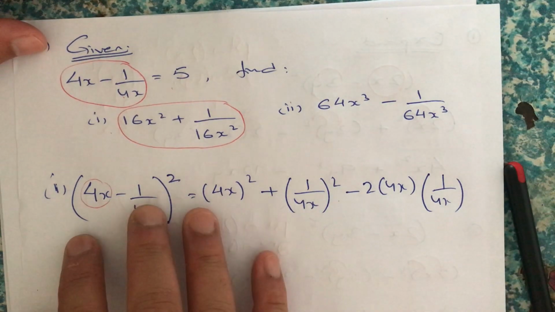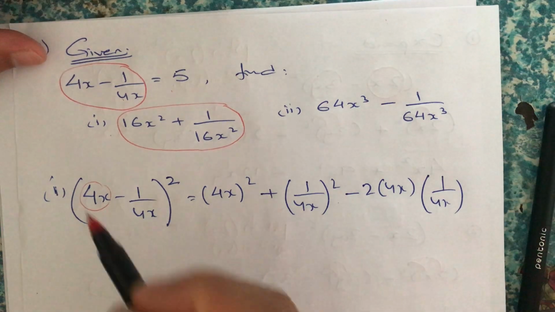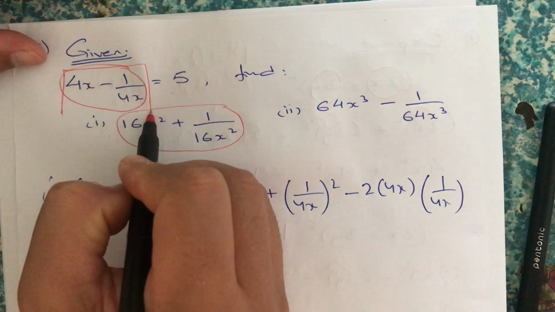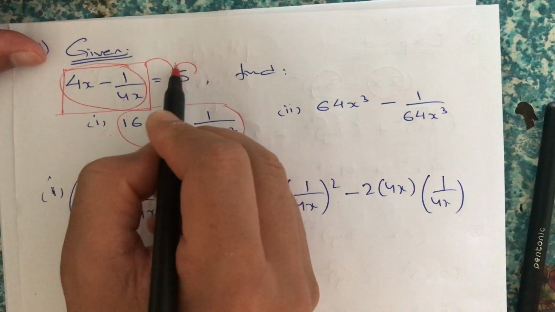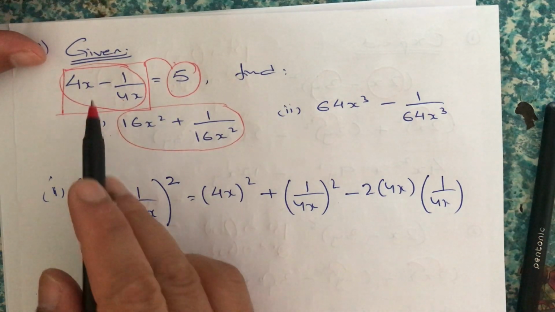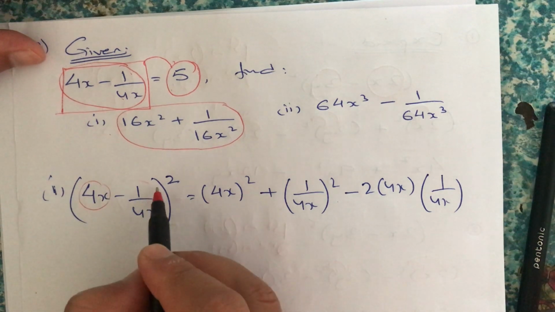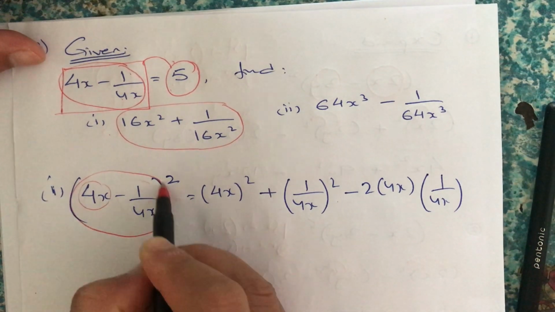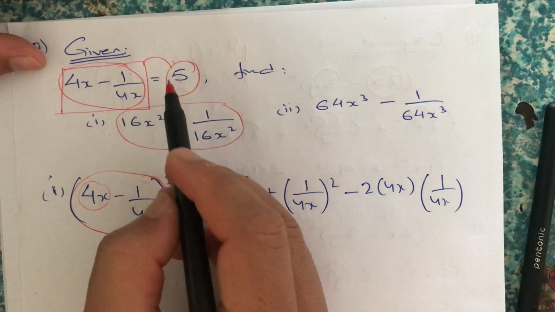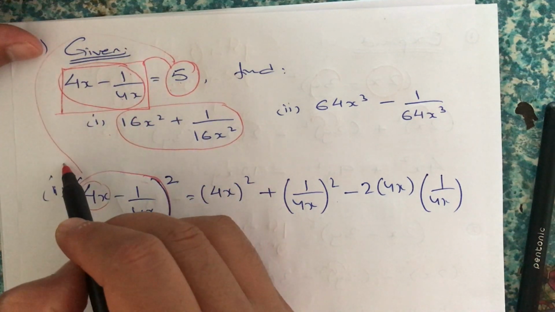That's the first step. Now the second step: if you watch closely, this 4x minus 1 by 4x is already given to me in the question as 5. So where do I have the entire portion here? Yes, we see an entire 4x minus 1 by 4x. So this entire 4x minus 1 by 4x is already given to me as 5. So this 5 is what we will substitute.